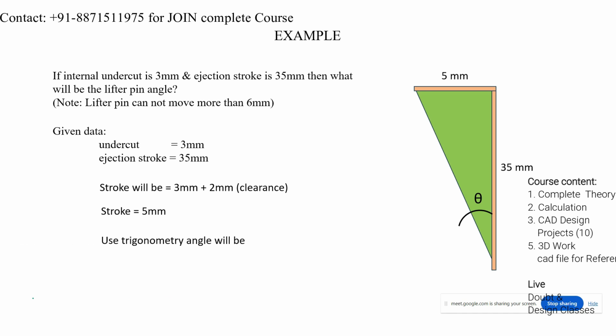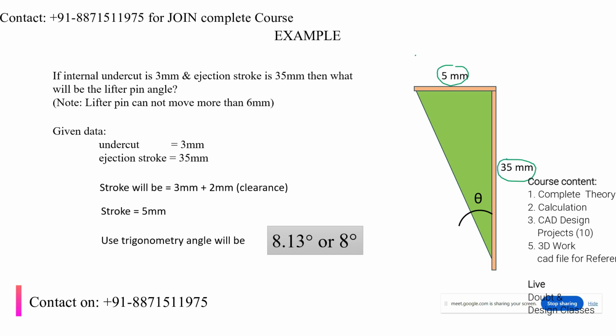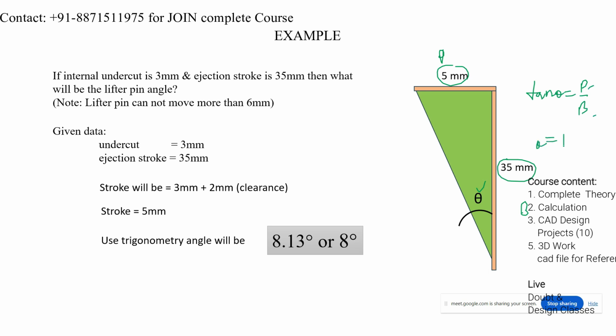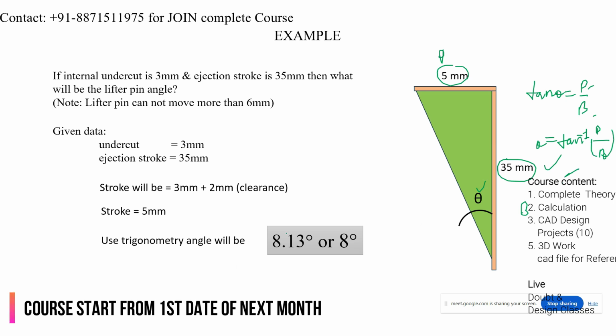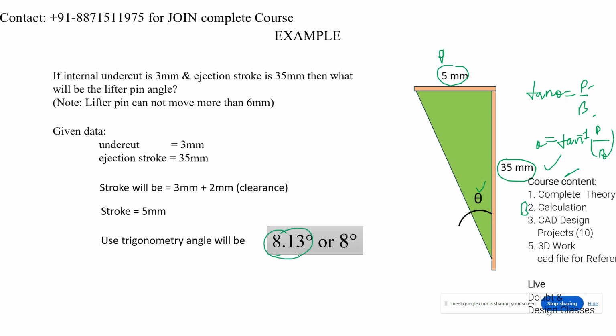So use trigonometry. The angle will be 8.13. How? See, this is the 5 mm, this is the 35 mm. This is the perpendicular, and this will be the base. We need this angle. By tan theta equals perpendicular upon base, theta equals tan inverse. Calculate the angle, and you will get 8.13. So how much angle should we take? You could take 10 degrees.